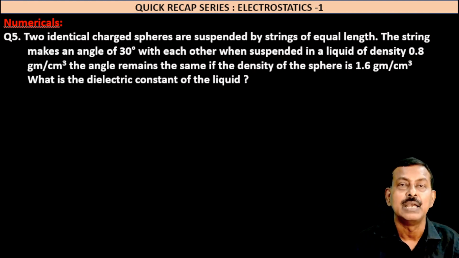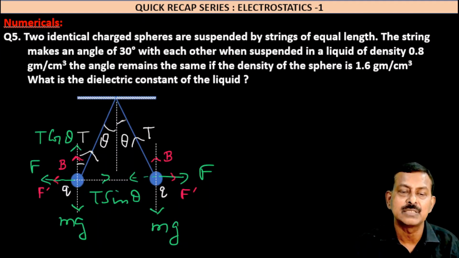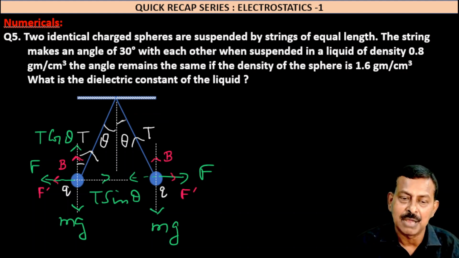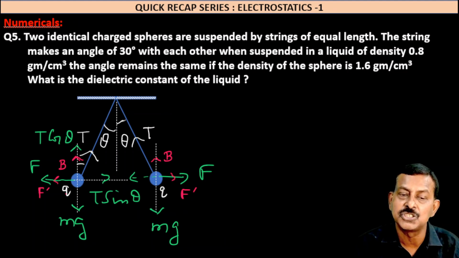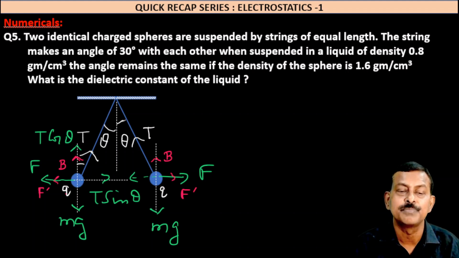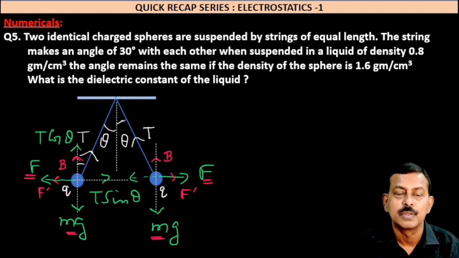Now for this, let's see what the arrangement will be. Here we have taken bodies having the charge Q, suspended by means of thread. There will be a tension in the string. Suppose T is the tension in the string, and F is the electrostatic force of repulsion. The weight mg will be acting downward. If you resolve this tension in the horizontal and the vertical direction, we get the components T sin theta and T cos theta.